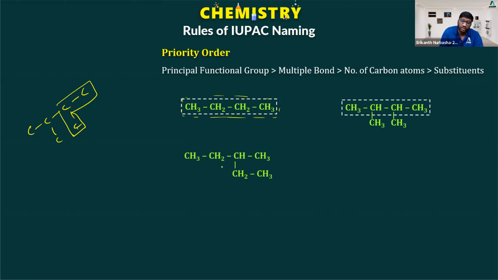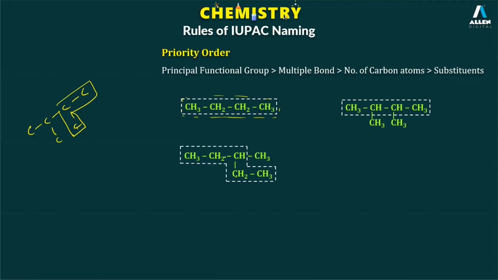Second, this compound, third compound. What is the parent carbon chain which has maximum number of carbon atoms? Because these are alkanes, there are no principal functional groups. So 1, 2, 3, 4. 1, 2, 3, 4, 5. So can I select this chain which has 5 carbon atoms? Yes, right.